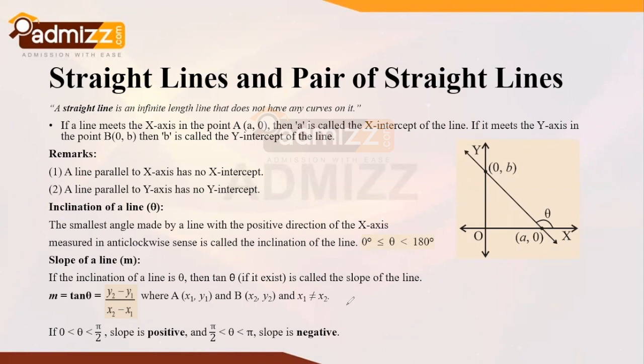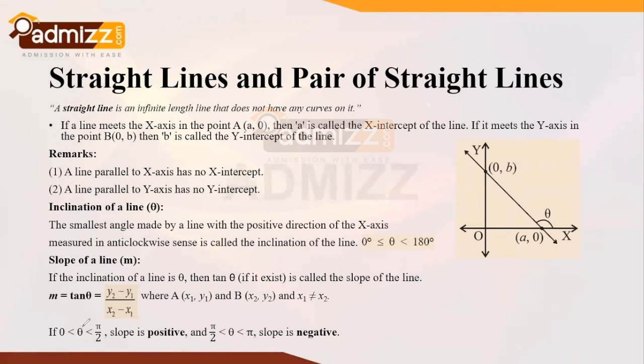Okay, so let's say the two coordinates are given to us as A (x1, y1) and B (x2, y2), wherein the x-coordinates x1 and x2 are not the same. This is the condition: x1 is not equal to x2. If x1 equals x2, then the denominator will be 0 and tan theta will be undefined.